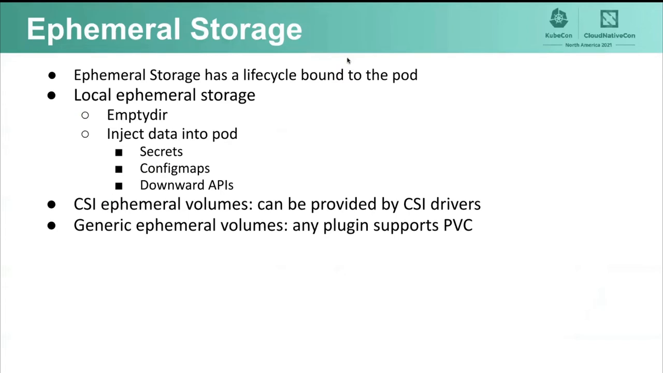Next, I'm going to talk about ephemeral storage. Ephemeral storage becomes available when the pod is started and goes away when the pod goes down. We have local ephemeral storage, such as emptyDir, secrets, config maps, and downward APIs. And we have CSI ephemeral volumes and generic ephemeral volumes.